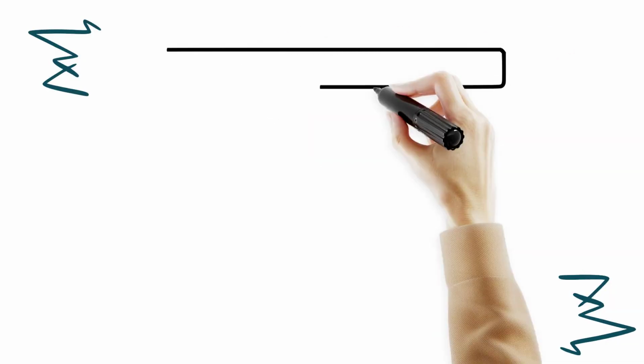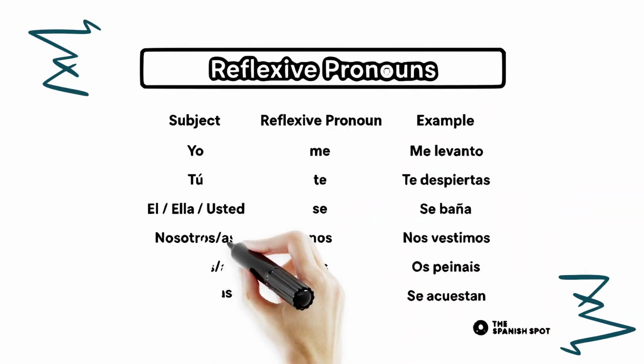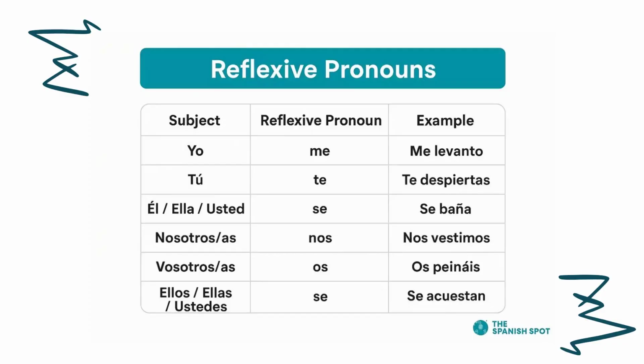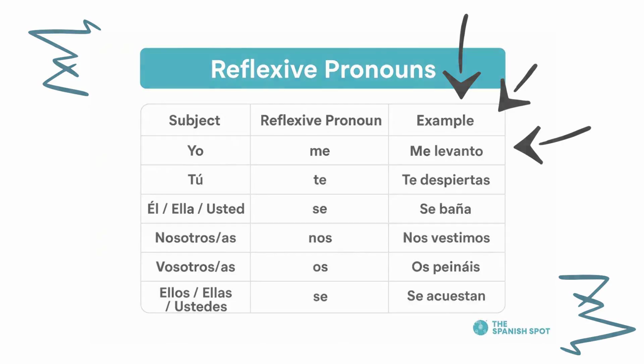Subject, reflexive pronoun, example. Yo me levanto. Tú te despiertas. Él, ella, usted se baña. Nosotros nos vestimos. Vosotros os peináis. Ellos, ellas, ustedes se acuestan.